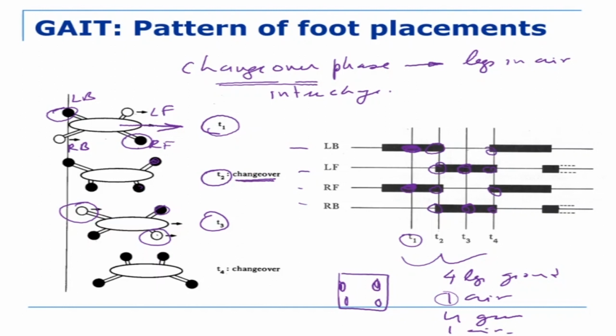In the case of biped, we don't have an option. You have two legs only. So either both the legs are on the ground or one is in air. Both can't be in air, because if both are in air, then it's running, it's not walking.